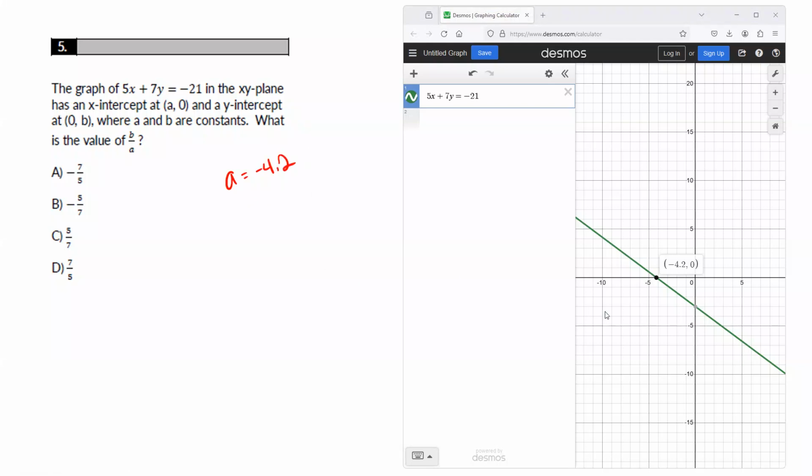All right, and the y-intercept is down here, and that is the value of B. B is negative 3.